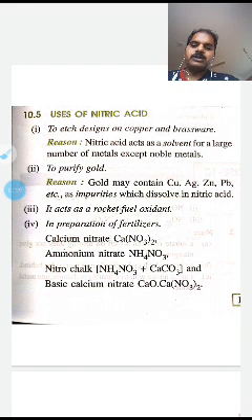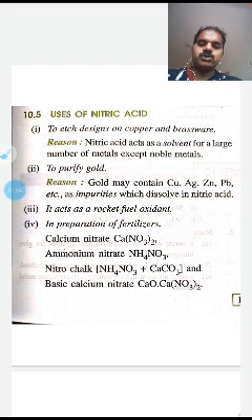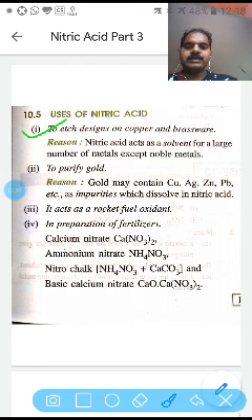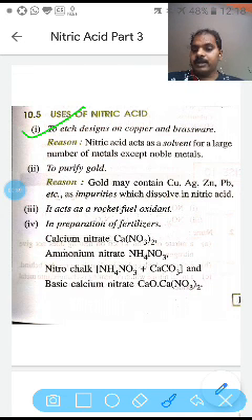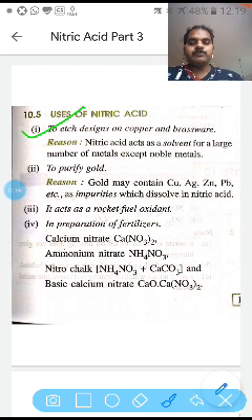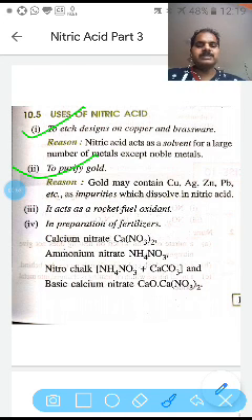Now, if we continue with the study, we see that nitric acid is used for designs on copper and brassware because it acts as a solvent to a large number of metals except some noble metals. For noble metals, we can give specific examples of platinum and gold. We can use nitric acid to purify gold, and the reason is that as impurities we have copper, silver, zinc, lead, etc., and these are soluble in nitric acid, so we can use nitric acid to purify gold.